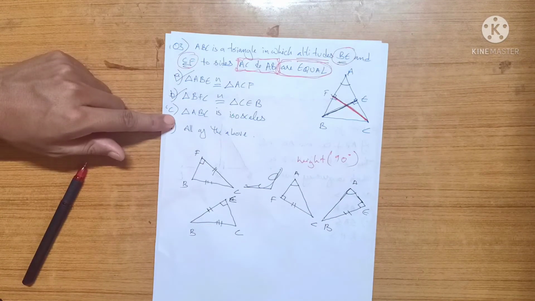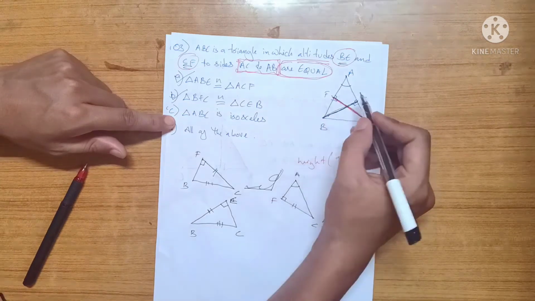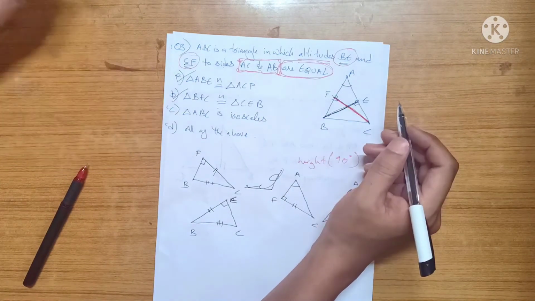They're saying triangle ABC is isosceles. Triangle ABC.